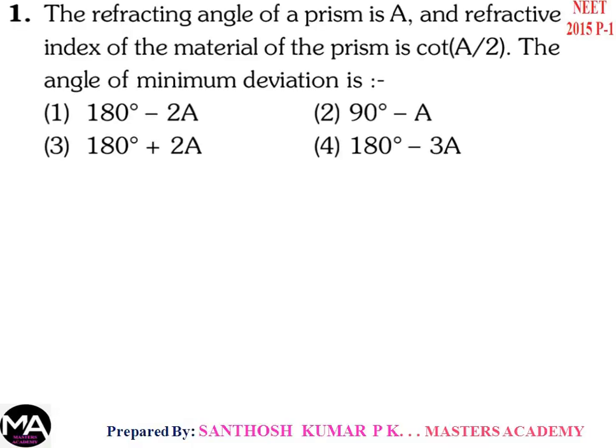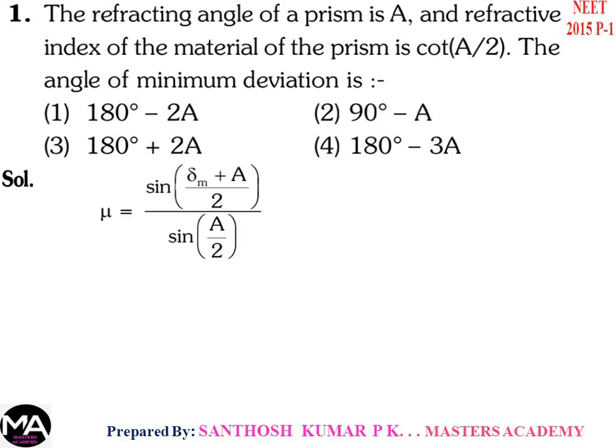So first question: if the refracting angle of a prism is A and the refractive index of the material of the prism is cot A by 2, the angle of minimum deviation is, 4 options are given. So solution, you know that the refractive index of the prism is given by sine of (delta m plus A) by 2 by sine A by 2, and they have given the refractive index of the material of the prism is cot A by 2.